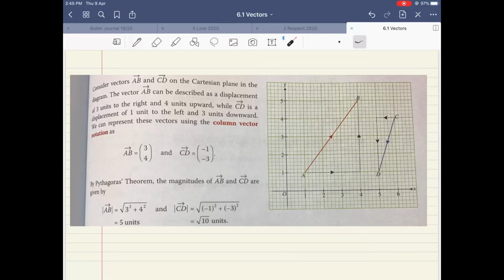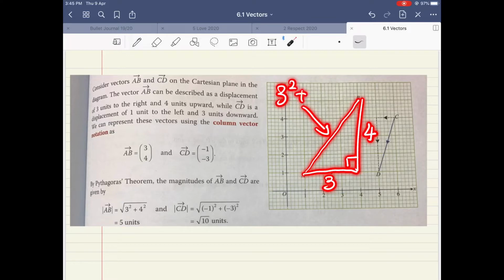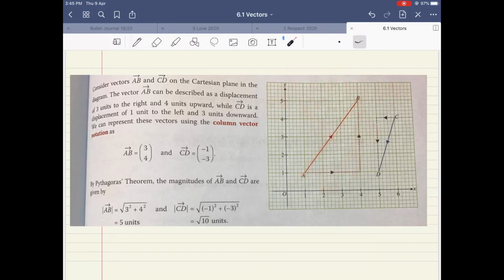So how do we actually find the magnitude, or the length, of AB? Notice here, what does this form? It forms a right angle triangle. This is 3 units, this is 4 units. For right angle triangles, we can apply Pythagoras' theorem to find the hypotenuse. This will be 3 squared plus 4 squared. We square root, and we find the magnitude of vector AB is 5 units.